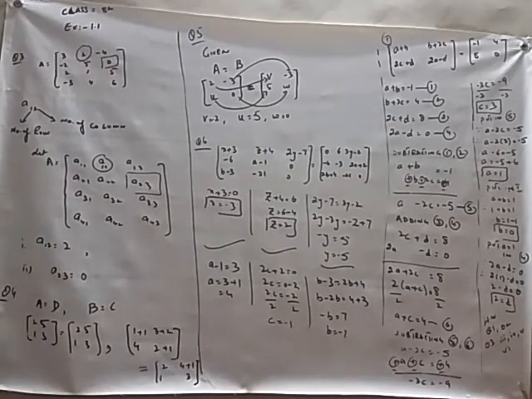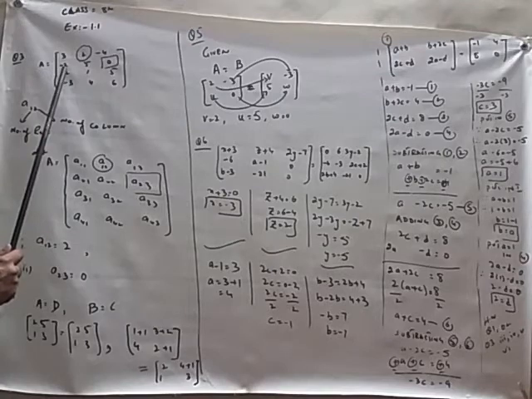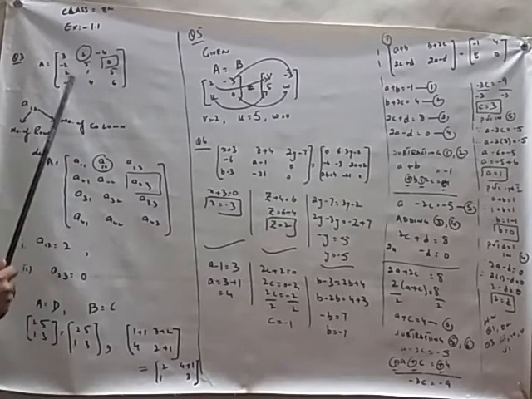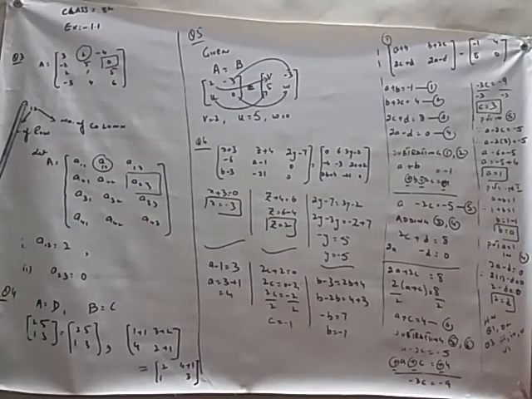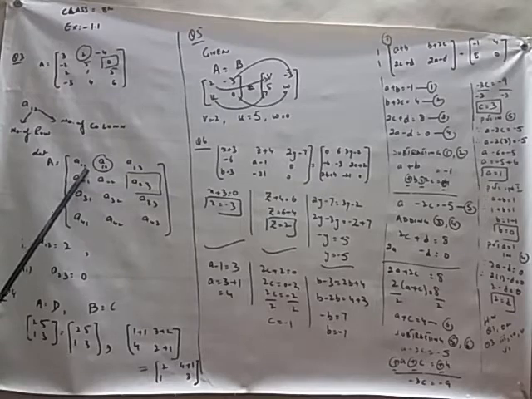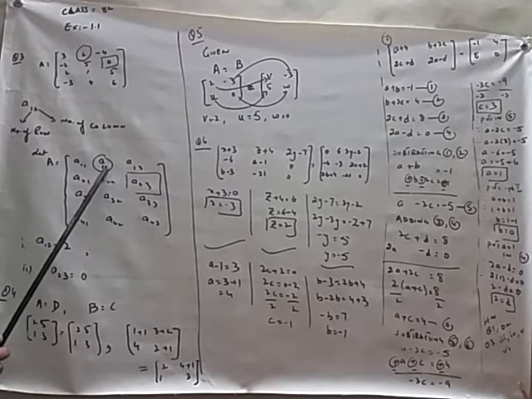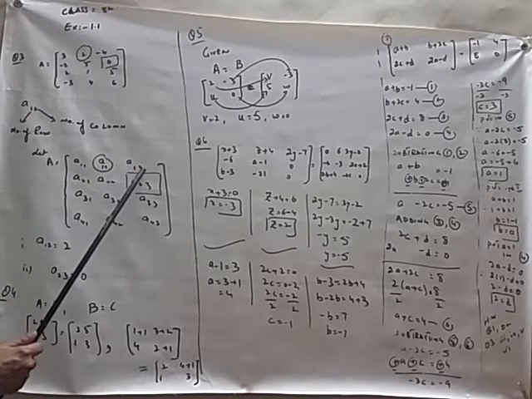Now question number 3 is A equal to 3, 2, minus 4, minus 2, 5 and 0, then 2, 1 and 5, minus 3, 4 and 6. Is A 1, 2? This 1 shows the number of rows, and this 2 shows the number of columns. I have written let A equal to A 1, 1, first row, first column, A 1, 2, first row, second column, A 1, 3, first row, third column.